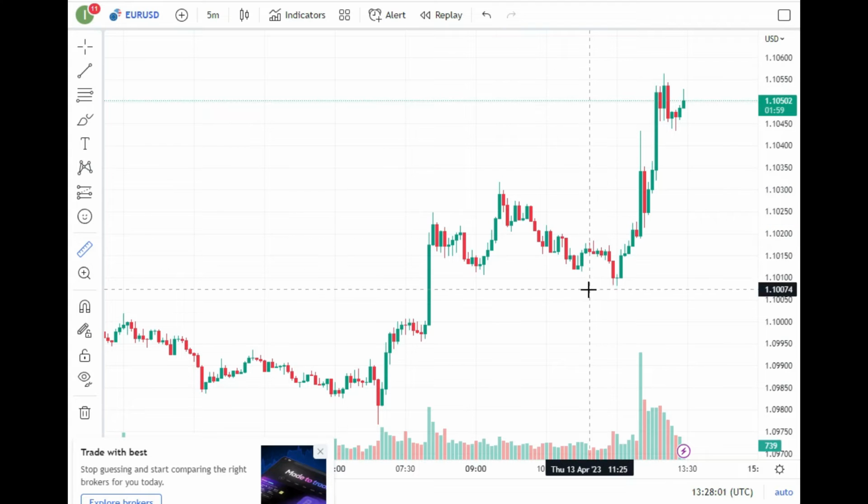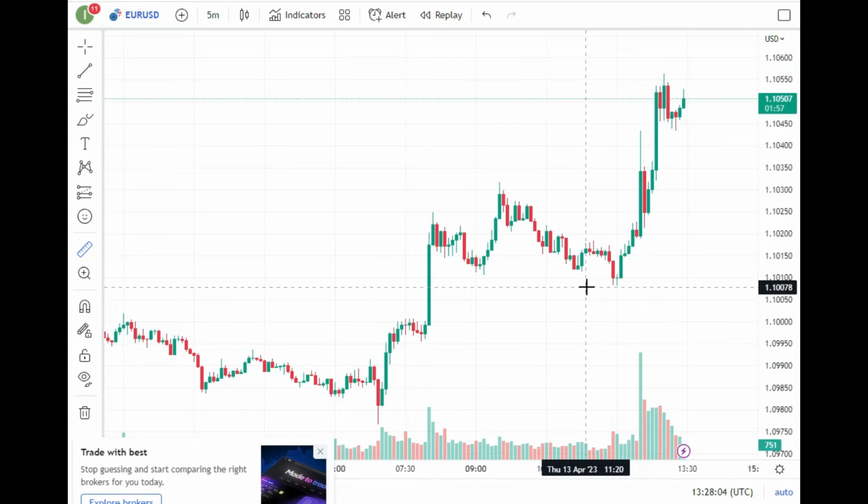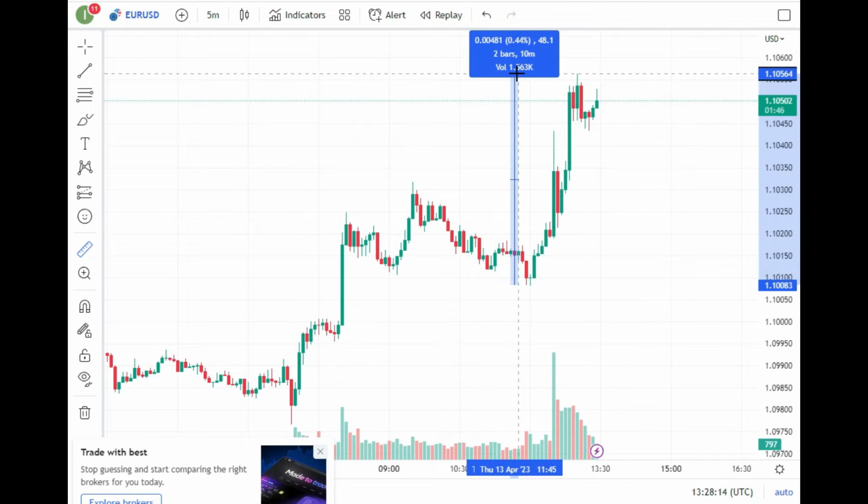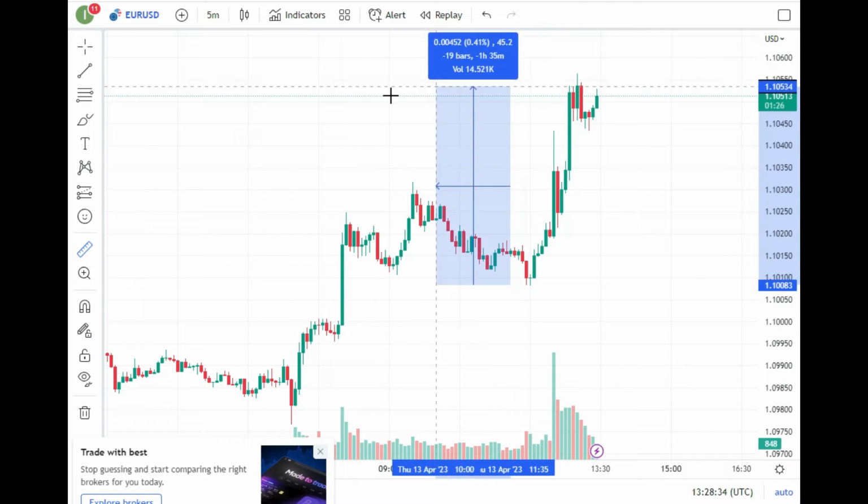Now I want, for example, to measure this bullish spike here, like this. As you can see, there are around 48 pips. So there are 48 pips on my 5-minute chart, and this is a bullish spike on EURUSD. And as you can see, you can very fast calculate any kind of movement.